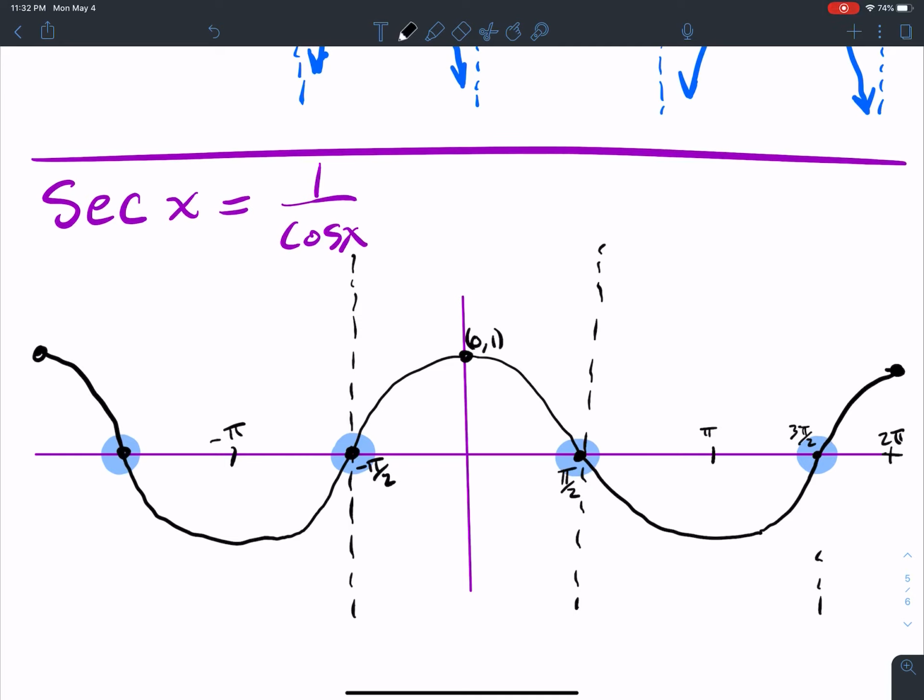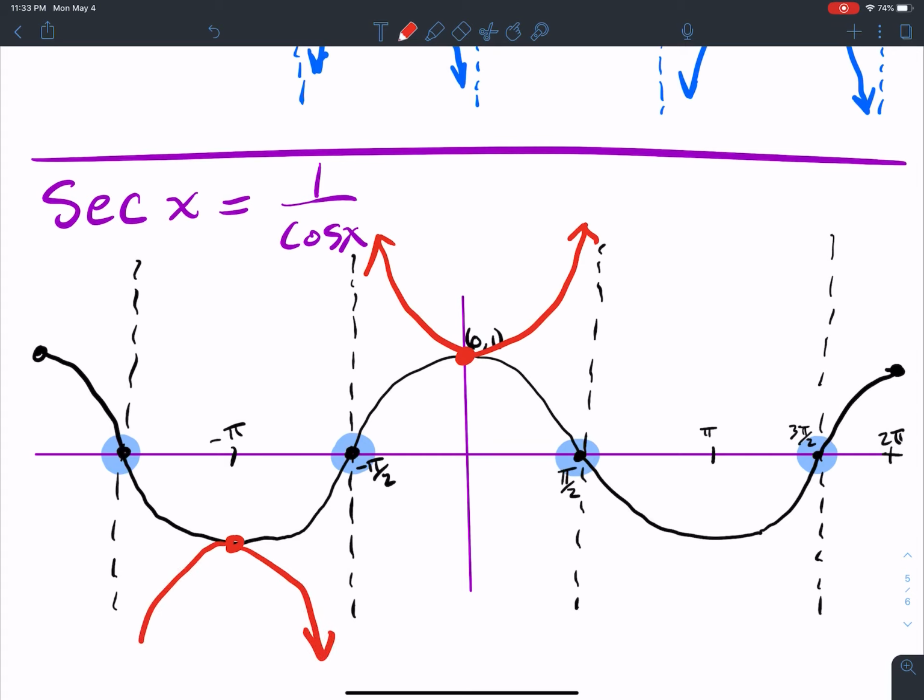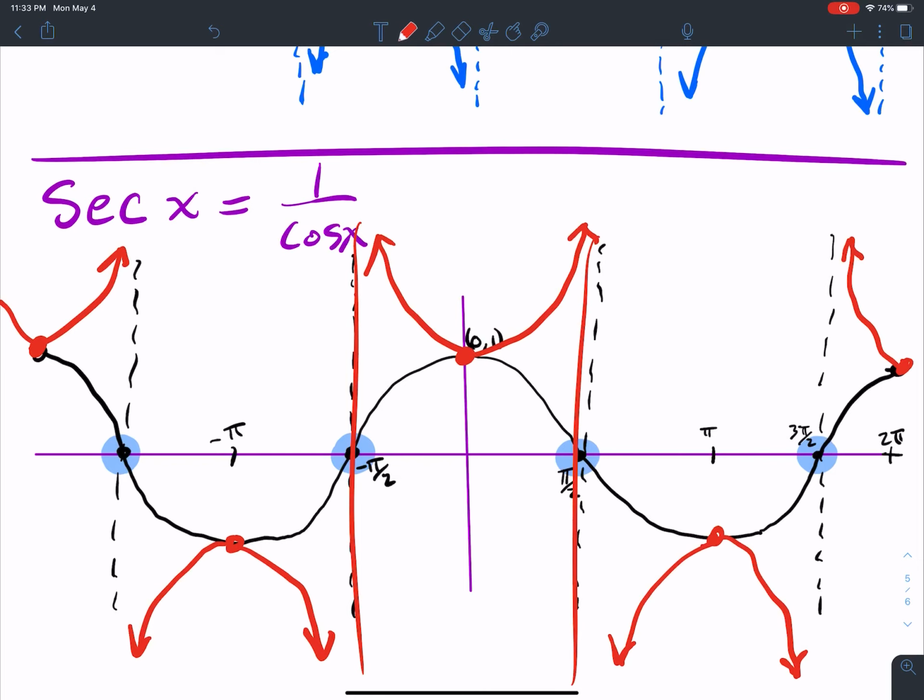So all of my x-intercepts for cosine, that's where I'm having my vertical asymptotes. And that kind of gives me a clue as to where I'm going with my secant curve, just like this. So if you're asked to graph the secant curve on the test, this is what I'm looking for, okay? I want you to determine where the asymptotes are. So you tell me where the asymptotes are: x equals pi over 2, x equals negative pi over 2.